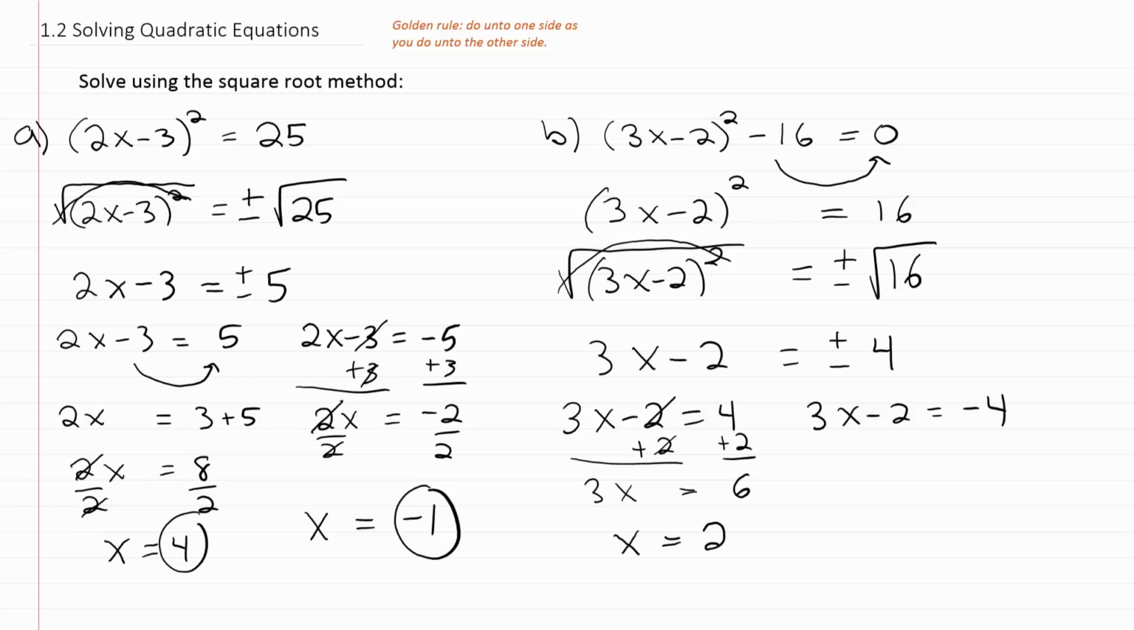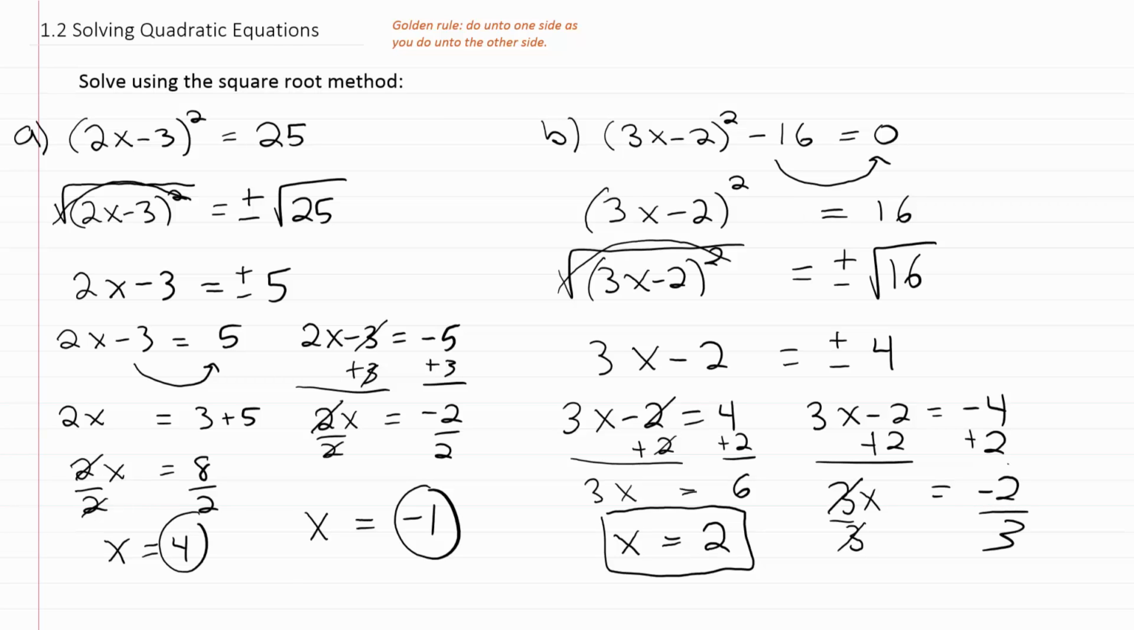We can solve that just by inspection. We can see that 3 times something is 6. That something must be 2. Likewise, if I add 2 to both sides here, I will end up with 3x is equal to negative 2. And if I divide both sides by 3, I will end up with the answer x is equal to negative 2/3. So those are your two solutions. And again, you can plug them into the equation to check to confirm they are in fact correct.